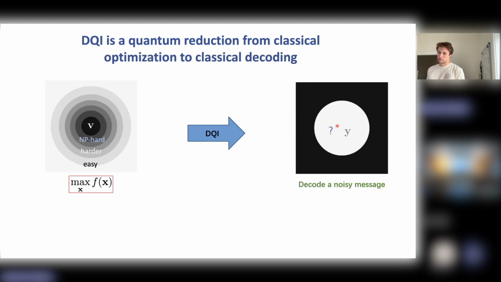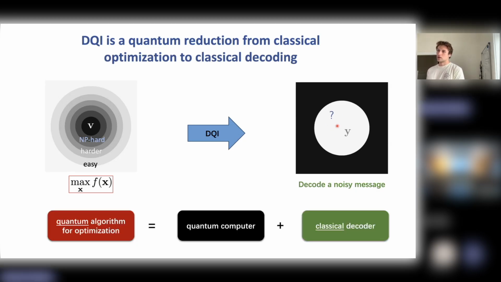Let me be even more explicit here. This is an instance by instance reduction, which means that if you have any given instance of an optimization problem, any specific cost function, you can plug this into our DQI reduction, and it will give you a very specific instance of a classical decoding problem. Now you have a guarantee that if you can somehow come up with a classical decoder for this problem, and also someone builds you a quantum computer, which is the harder part, then these two things combined give you a quantum algorithm for the original optimization problem.